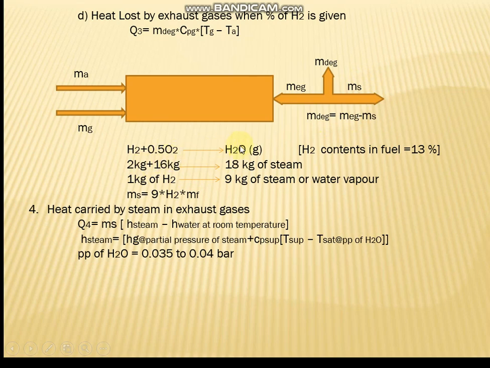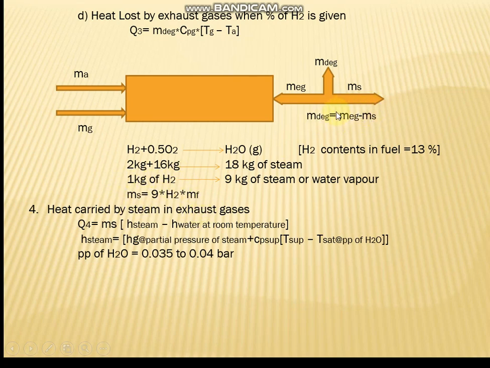This is the equation for burning of H2. For 2 kg of hydrogen and 16 kg of oxygen, 18 kg of steam is produced. For 2 kg of hydrogen, 18 kg of steam is required. For 1 kg of hydrogen, we require 9 kg of steam or water. So from that, mass of steam is equal to 9 into H2 into m dot f. From that formula, we can calculate the mass of steam.